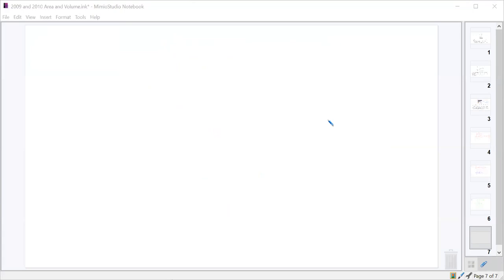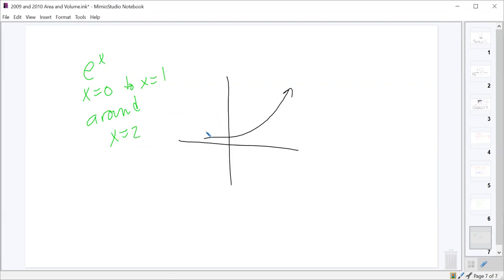And then let's see here. So a problem, there was one other one somebody's asking about, which was, let me scroll back up here, e to the x from x equals 0 to x equals 1, and we're revolving it around x equals 2. And the question was, could that be done using shells? So there's e to the x from x equals 0 to x equals 1. And we're going around x equals 2. And could we do it using shells?